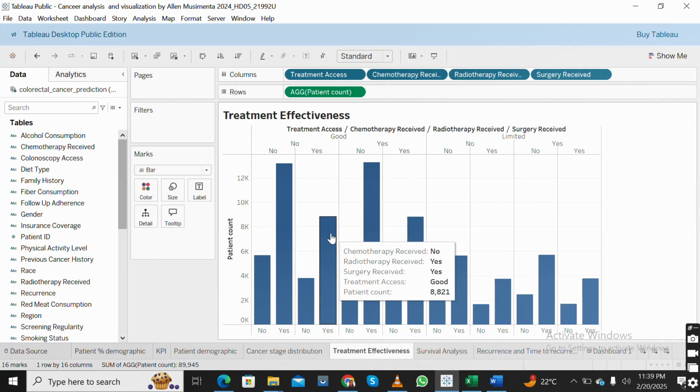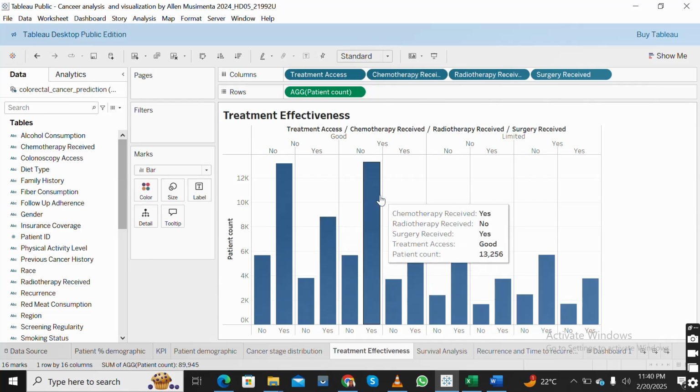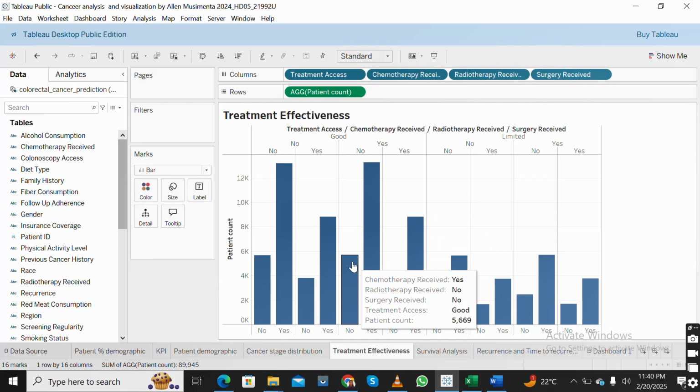Then when you look at this, where they received at least three of the treatments, that is, they didn't receive chemo, but the rest they were good. You see that the percentage of them is higher, so there's treatment access. And when we go around here, where they received chemo, they received no radiotherapy, but the treatment was also good, the count shows that there is a bit of a low.